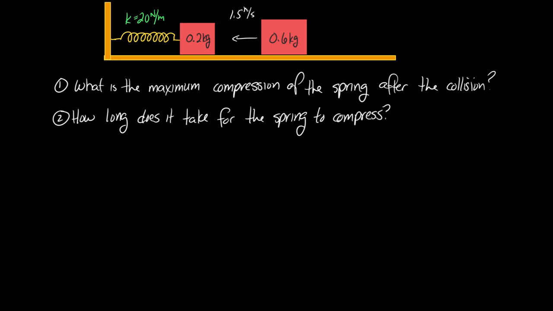So there's the collision portion of this, which is a perfectly inelastic collision where 0.6 times 1.5 is going to equal 0.6 plus 0.2 times whatever the final velocity is after that collision. Yes? Can't hear you. No. Momentum is just mass times velocity. So we're good here. This is what we have.